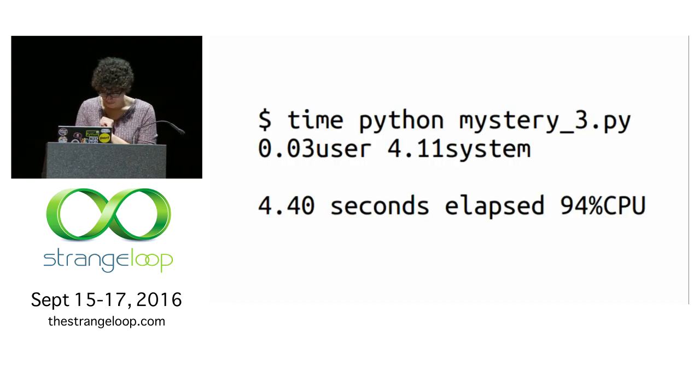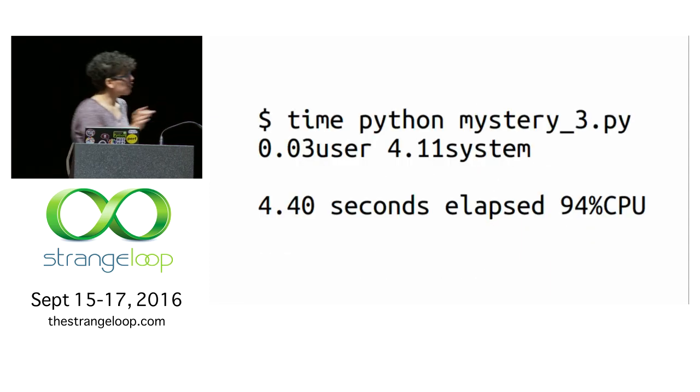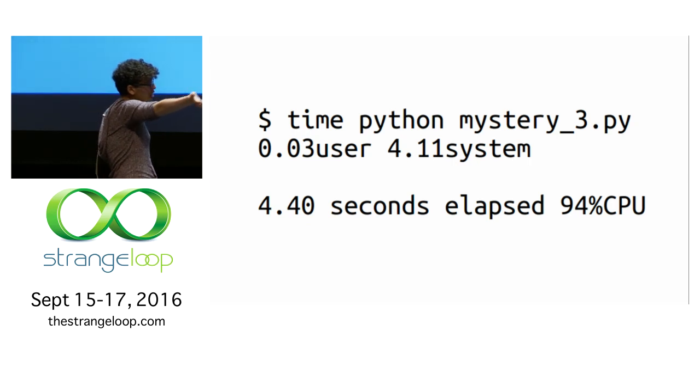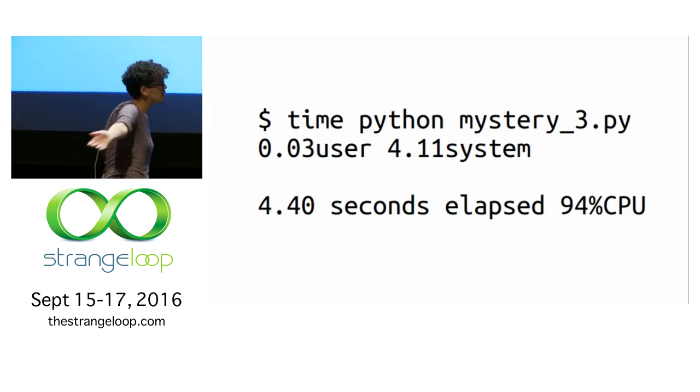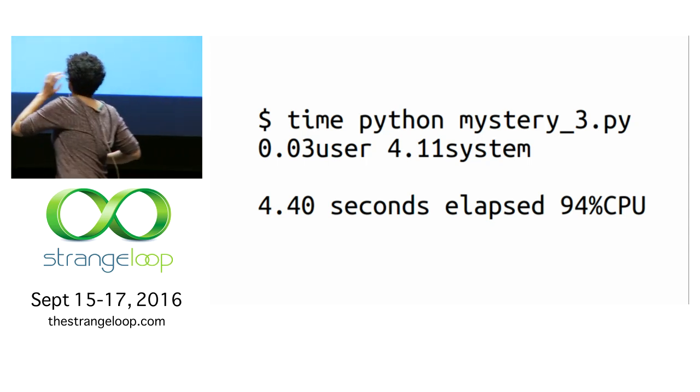Program number 3. Program number 3 is, it says, oops, 94%. So you might be like, Julia, 94% is basically the same as 99%. This is the same as before. And I would be like, good observation, but you're wrong.